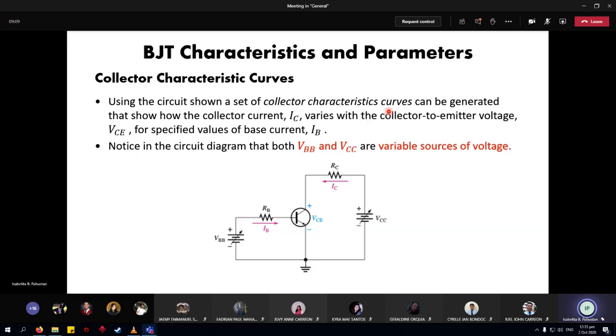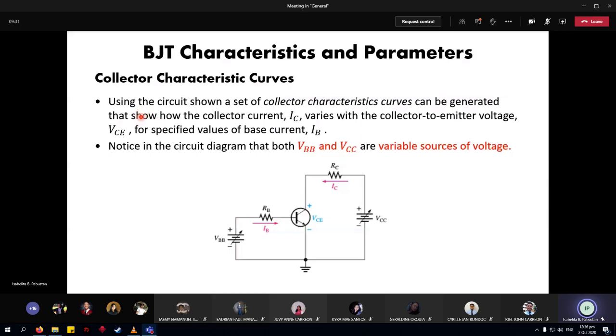Meron pa rin ibang characteristic curve sa BJT, like for example the emitter characteristic curve. For this for today, we'll have the collector characteristic curve.